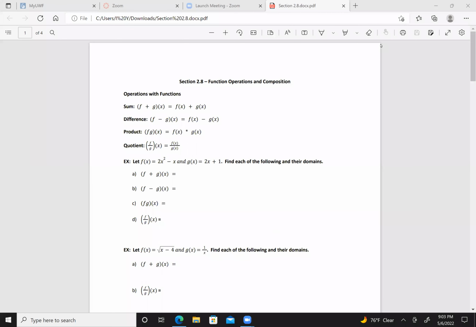Okay, today we're going to look at section 2.8, function operations and composition. So first we start with function operations and with functions. Essentially, f plus g of x is the same as f of x plus g of x. F minus g of x is the same as f of x minus g of x. F times g of x is f of x times g of x, and f divided by g of x is f of x divided by g of x.